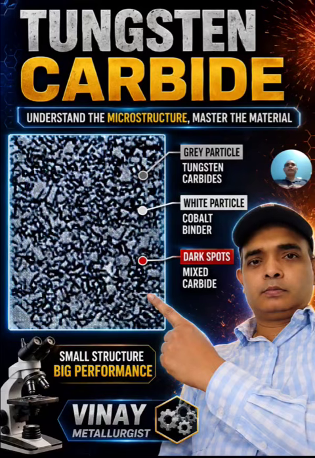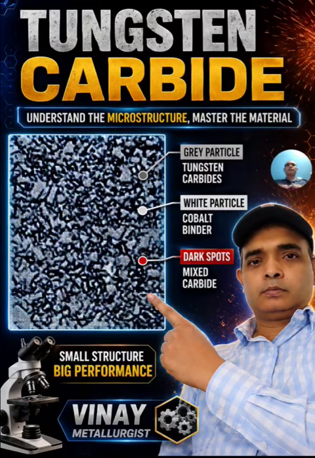And the white phase, the white regions are cobalt binder. Although cobalt is only 3%, it is very important. Its functions are holding carbide particles together, increasing toughness and preventing premature fracture. Good cobalt distribution indicates proper sintering.